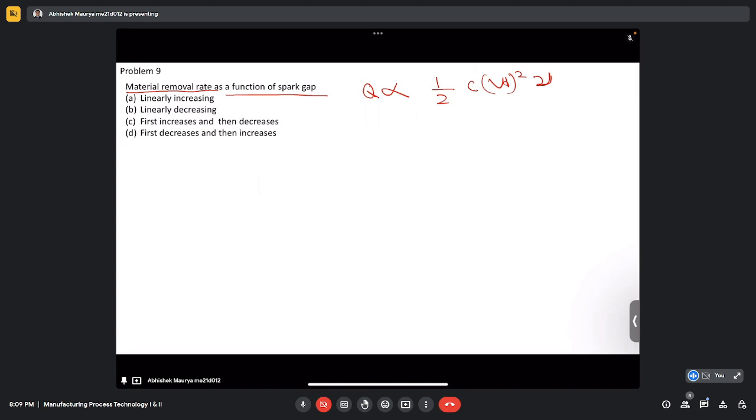So frequency is the number of sparks generated per unit time. This is the energy of one spark. So the material removal rate is proportional to this quantity. What has been asked in the question? Material removal rate as a function of spark gap. So how is the spark gap related to the VD?